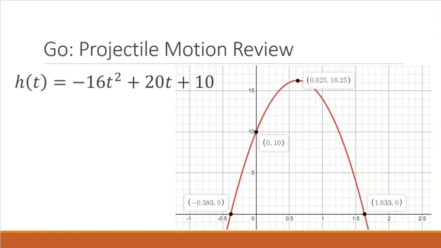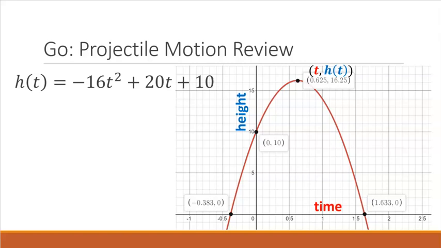What does the 0, 10 ordered pair mean in the context of this situation? Remember we discussed that the plus 10 is the initial height of the object. Therefore, at 0 seconds, the object is 10 meters high. Our x-axis is measured in time, and our y-axis is measured in height. Therefore, each ordered pair, or each key feature we'll be looking at on our function, has an ordered pair that is t, h of t, or time, height. The maximum height of this object would be 16.25 meters, and that maximum height occurs at 0.625 seconds.